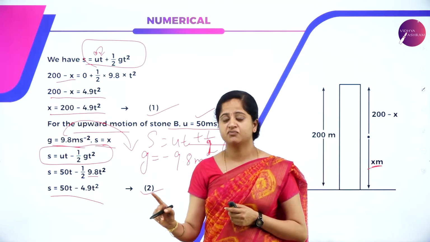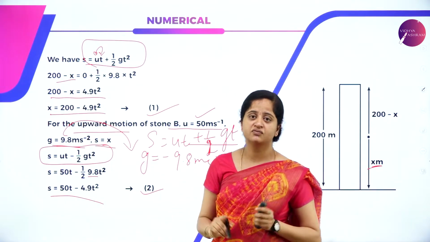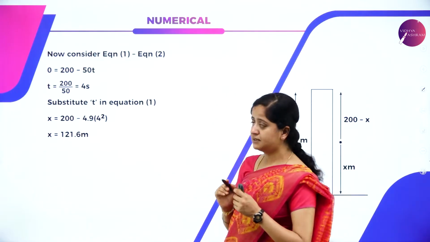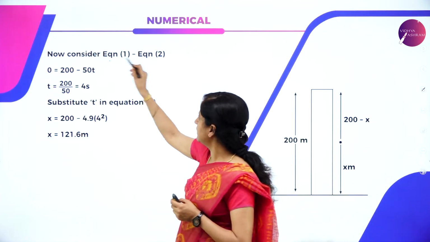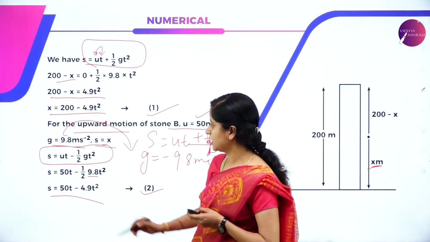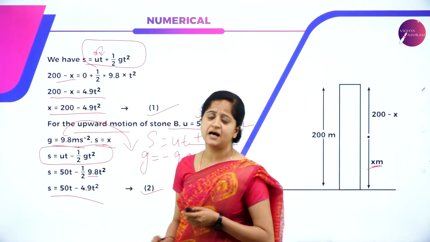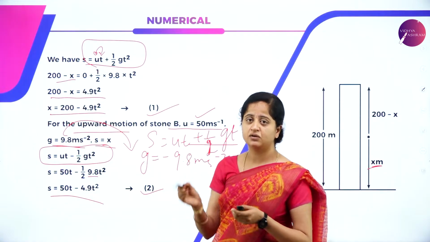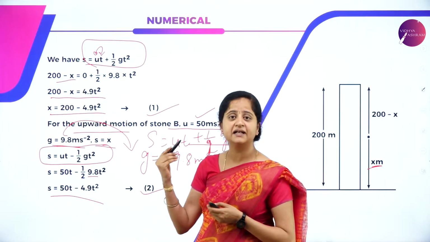So equation 1 is for stone A and equation 2 is for stone B. Let us now simplify these by taking the difference between the two equations. By taking the difference, s and x are nothing but the displacements. So they are the same, and they will get cancelled.